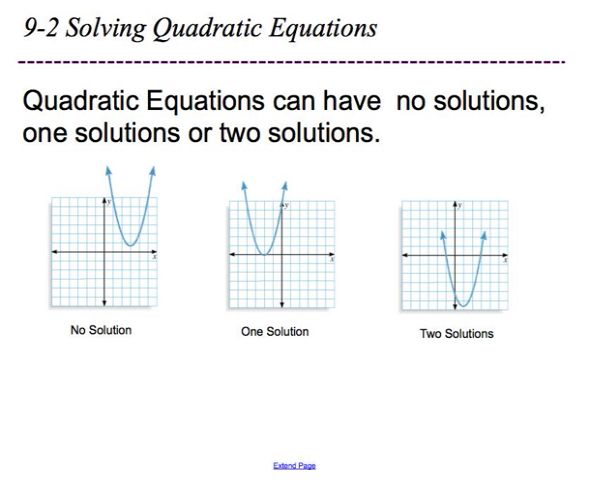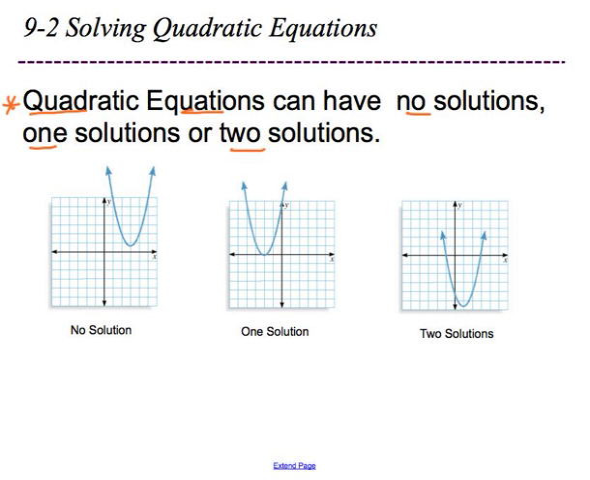So we've decided that we can solve quadratic equations by graphing, and we look for x-intercepts. Quadratic equations can have no solutions, one solution, or two solutions. So we look at what the graphs would look like. We're looking for the x-intercepts in each of these graphs.